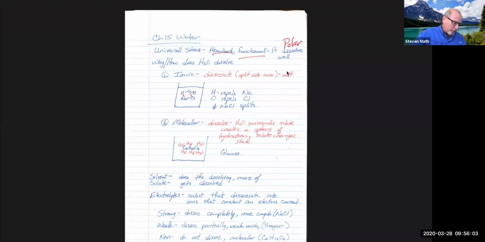In this case, we took some sodium chloride. And what happens is the hydrogen gets in the way of the sodium. You can see this happening right here. The hydrogen gets in the way of the sodium, and the oxygen gets in the way of the chlorine. Those two things repel each other, and the water splits that sodium chloride.